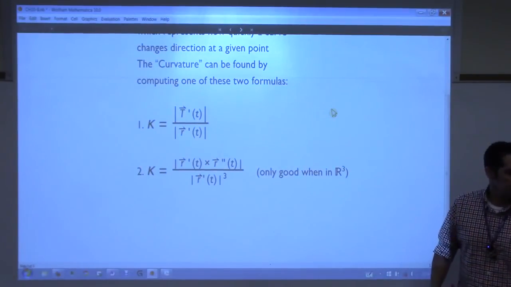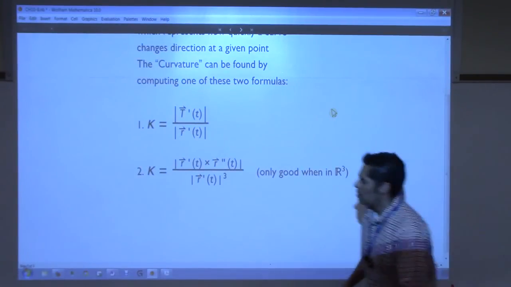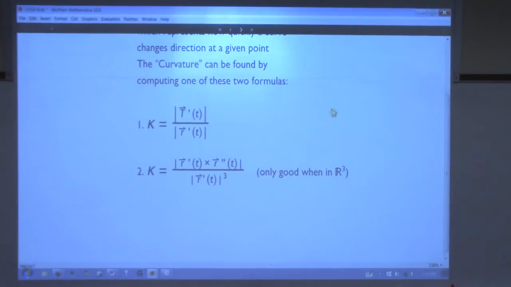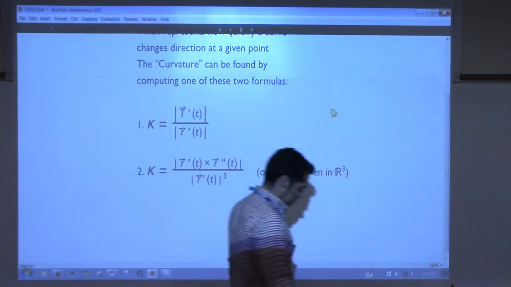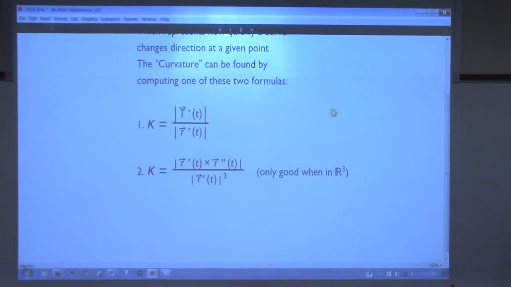Does anyone have the book with them? You do? Just want to look at something on that. Let me make sure it's not a typo. You're good. Curvature. Yeah, okay. Right, that's it, two formulas.